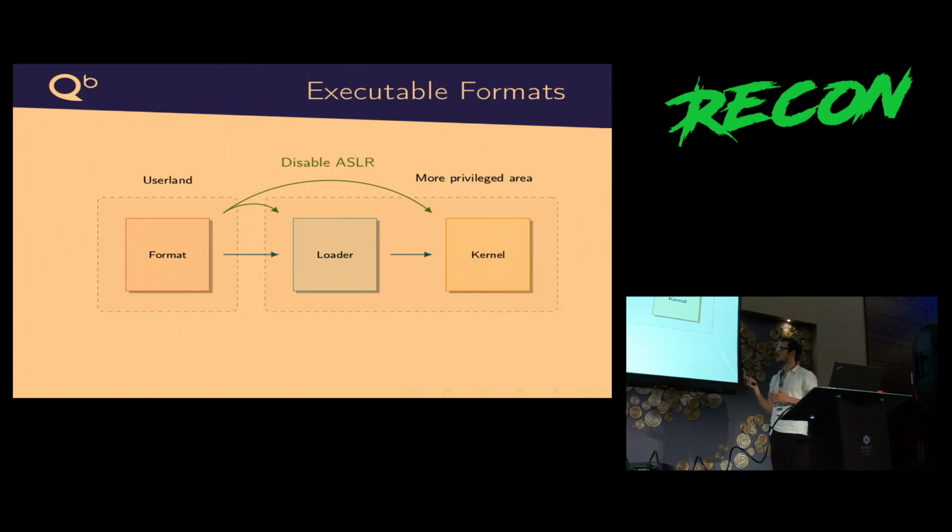For example, in a PE file, there is a special attribute in the optional header that enables or disables ASLR. So if you want to run your executable without ASLR, you can just disable it using a modification on the format, and the loader and the kernel won't use ASLR on the program.